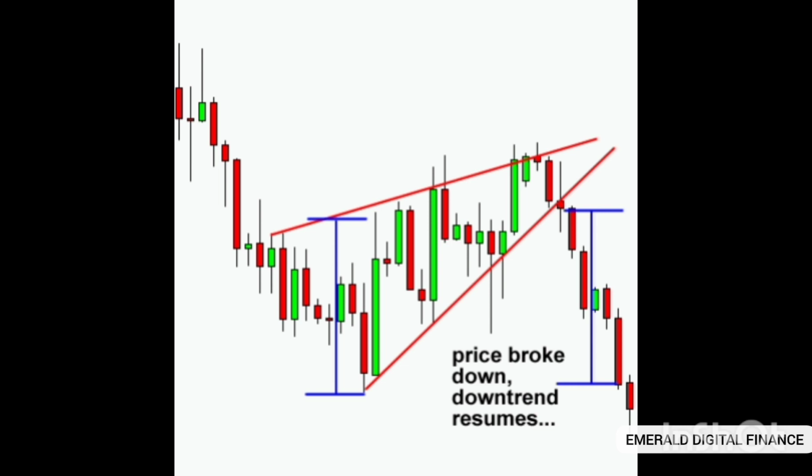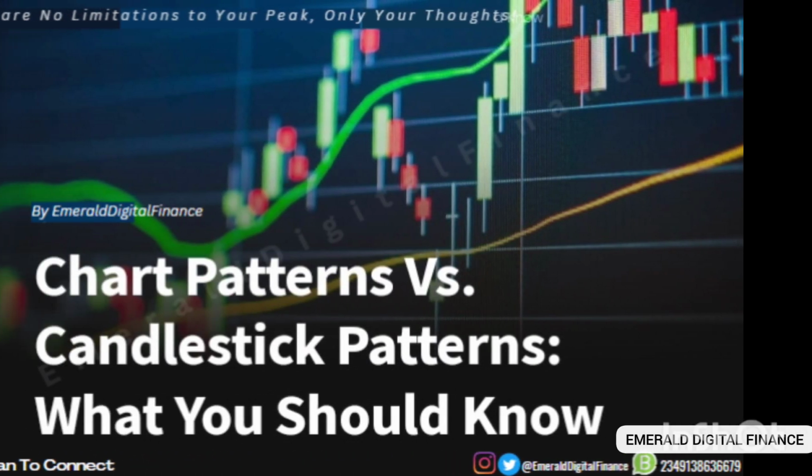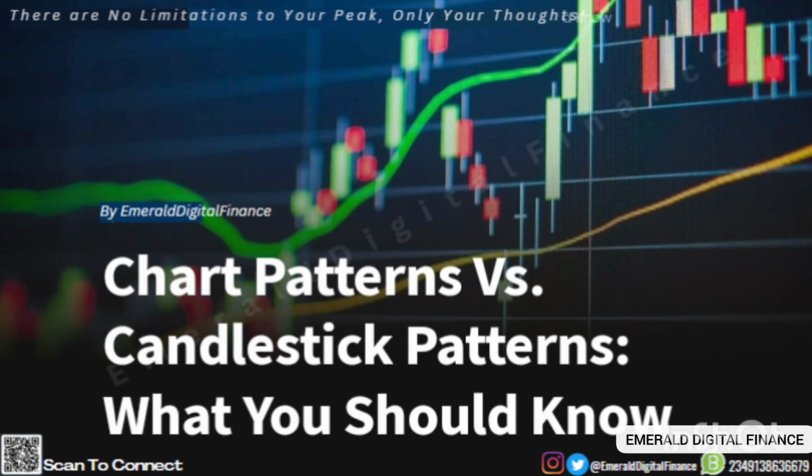So whenever you are about to enter the market and you see something like this, you should know that okay, definitely a breakout is about to happen. That is why it is very important for you to know how to analyze the market as a market trader. It is very, very important. So let's move to the next.